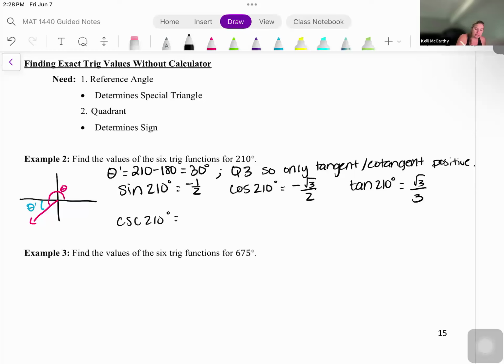Cosecant of 210 degrees is going to be the reciprocal of sine, so negative 2. Secant of 210 degrees, negative 2 square root of 3 over 3. And cotangent of 210 degrees is the square root of 3.